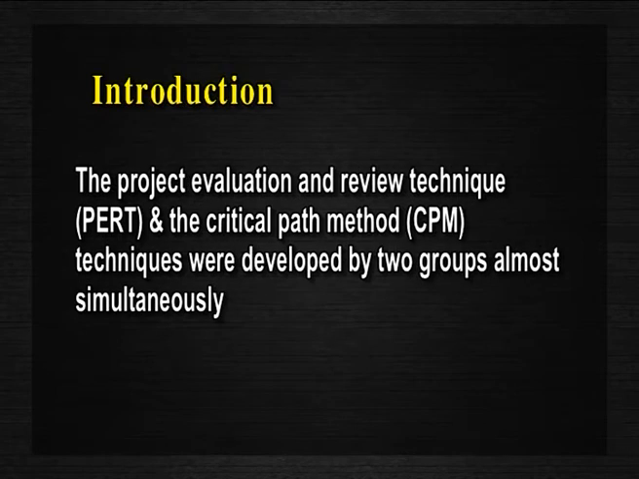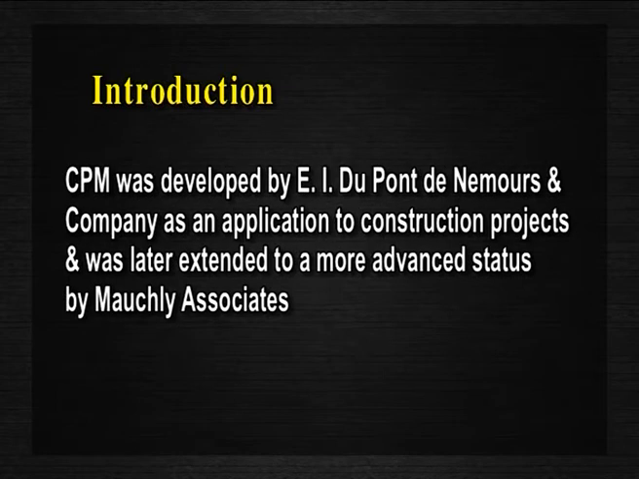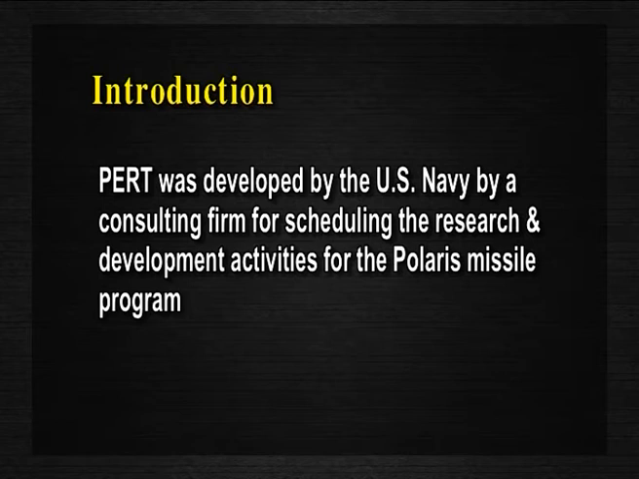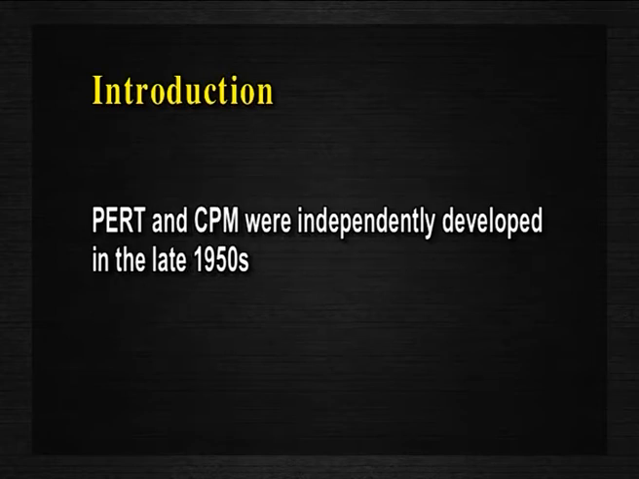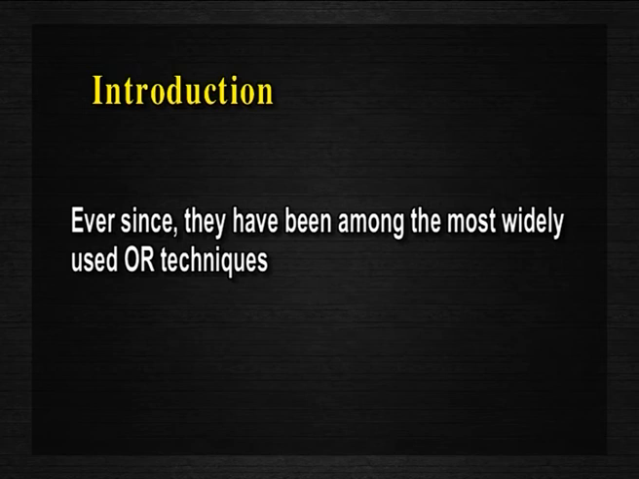The project evaluation and review technique and the critical path method were developed by two groups almost simultaneously. CPM was developed by E.I. du Pont de Nemours and Company as an application to construction projects and was later extended to a more advanced status by Mauchly Associates. PERT was developed by the US Navy by a consulting firm for scheduling the research and development activities for the Polaris missile program. PERT and CPM were independently developed in the late 1950s. Ever since, they have been among the most widely used OR techniques.